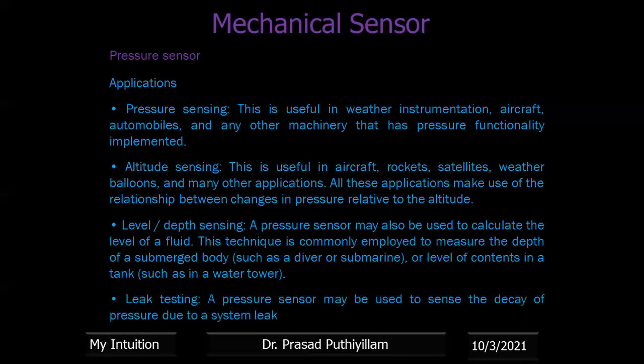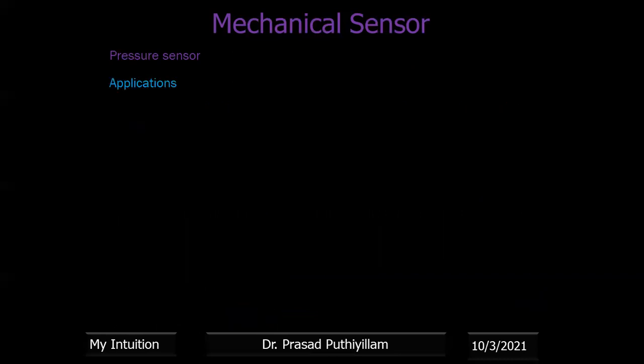Even water tanks or water towers, the level of content in a tank, how much content is present in a huge tank, can be measured by using a pressure sensor. It is also used for leak testing, because in big vessels, that means reaction vessels, a particular pressure is maintained. So if a pressure sensor is kept near that, and there is a leakage, there will be a pressure drop which can be measured and indicated.